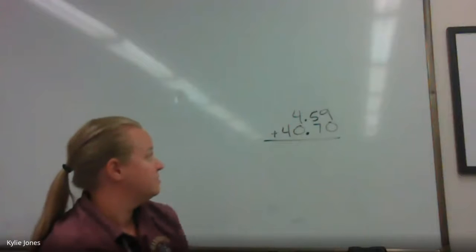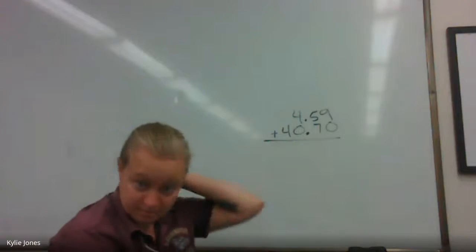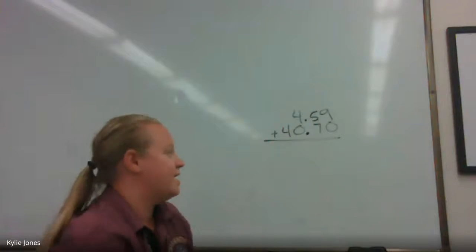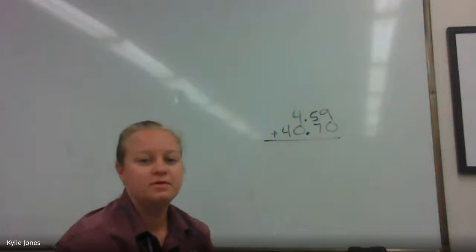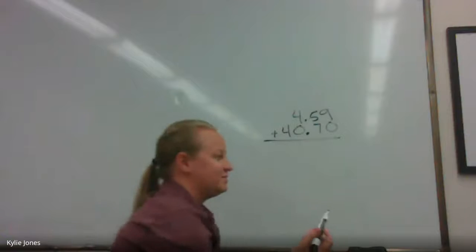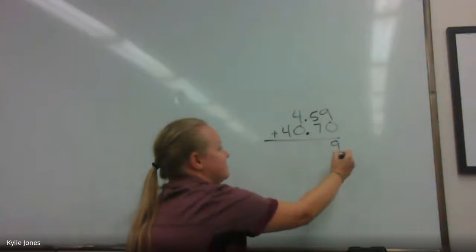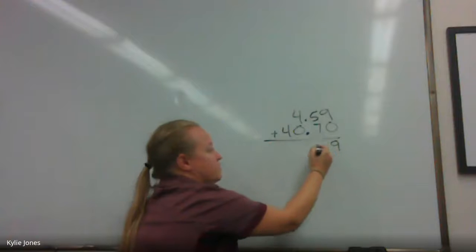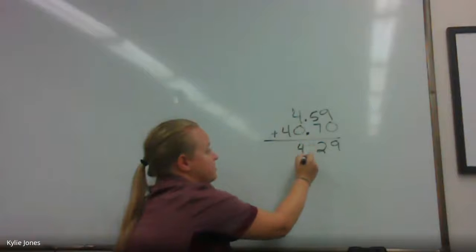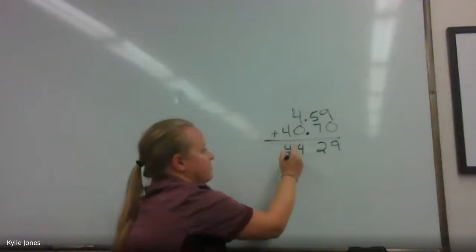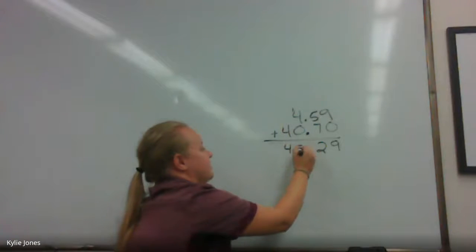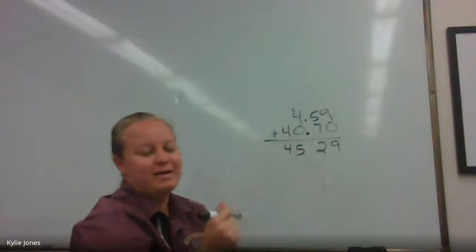Step 3. Good, Maddie. We're going to add. Usually I would ask you to do it out loud, but go ahead and add. I'll do it as well. We have 9 plus 0 is 9. 5 plus 7 is 12, so your 2 stays down. Carry your 1. 1 plus 4 plus 0 isn't 4, it's 5. Sorry, my bad.